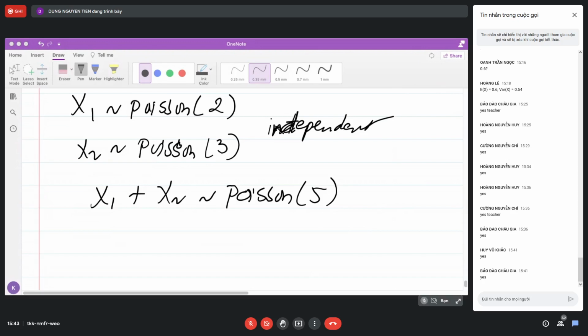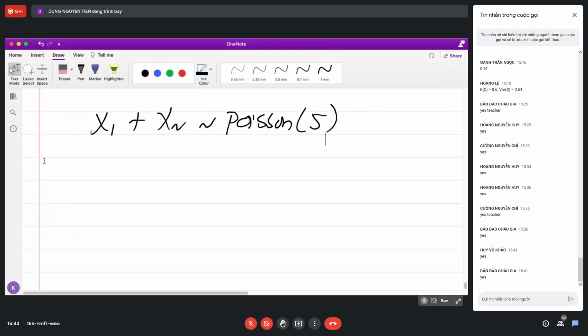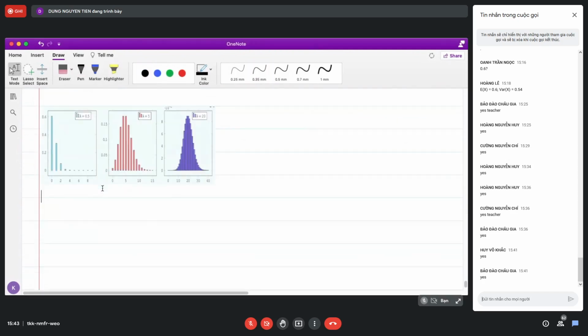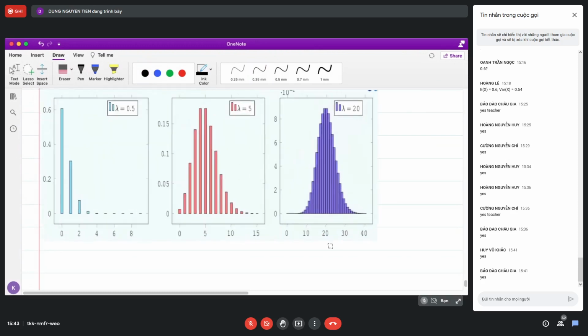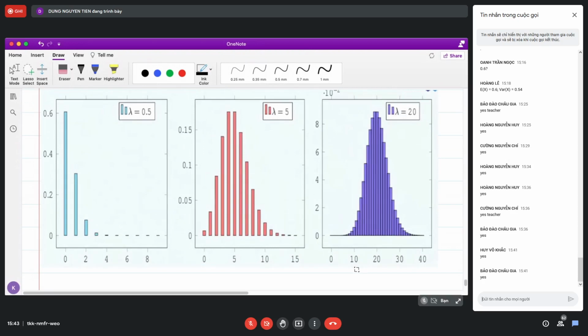You may want to have a look at the graph of some Poisson distributions. For the first one, lambda is 0.5, and the distribution is heavily skewed. Can you see that it is heavily skewed? If lambda is 5, then it is still skewed, but a little bit less skewed compared to the first one.